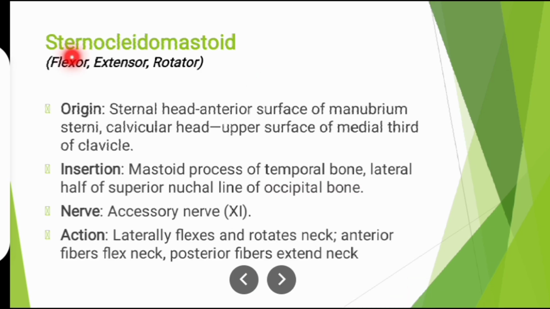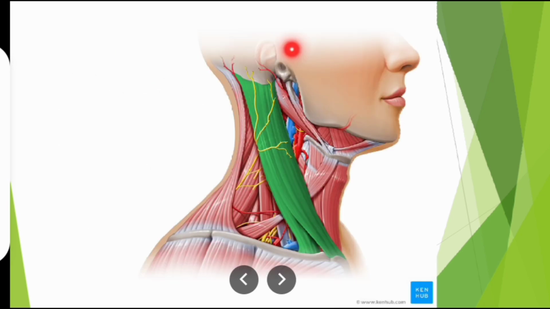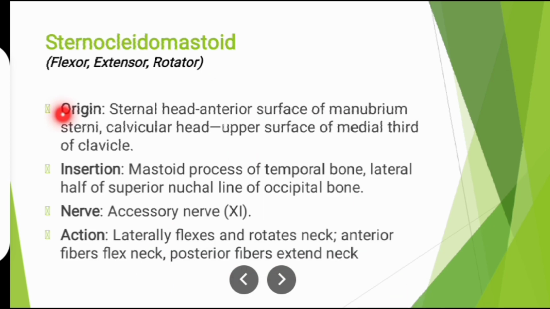Next muscle is sternocleidomastoid muscle. The muscle in green is sternocleidomastoid muscle. Origin sternal head, anterior surface of manubrium sterni. Clavicular head, upper surface of medial third of clavicle. Insertion, mastoid process of temporal bone, lateral half of superior nuchal line of occipital bone. Nerve supply, accessory nerve. Action, lateral flexion and rotation of neck.